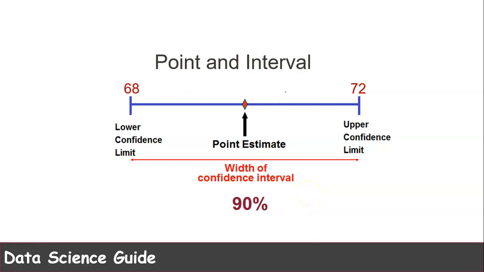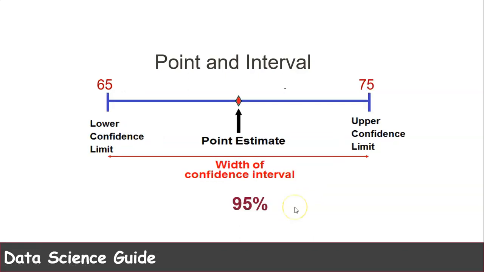So what if we want to increase confidence? Let's say we want to get 95%. So to do that, we need to increase the interval. So instead of 68, we started the lower confidence limit from 65 to 75, a longer interval this time. And we did that because we want to be 95% sure that the actual value is located in this limit from 65 to 75. The more we want to be sure about our estimate, the longer the interval of the confidence level.